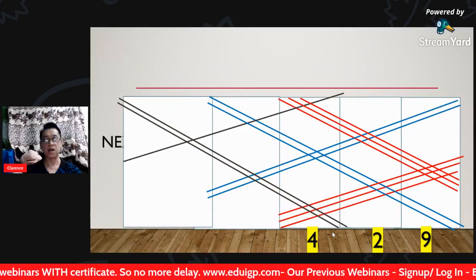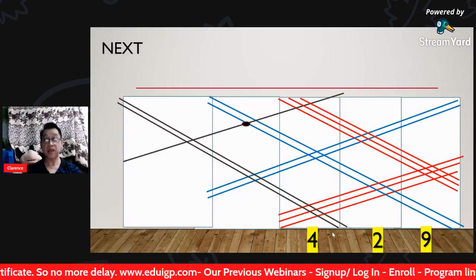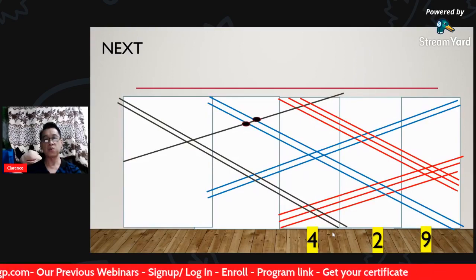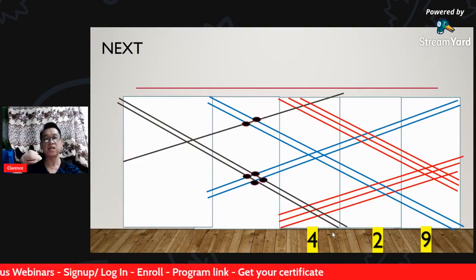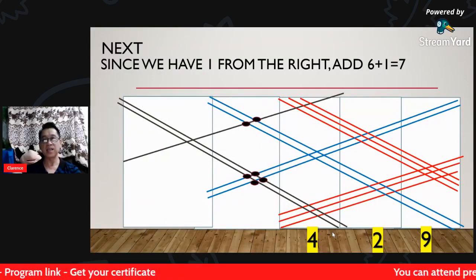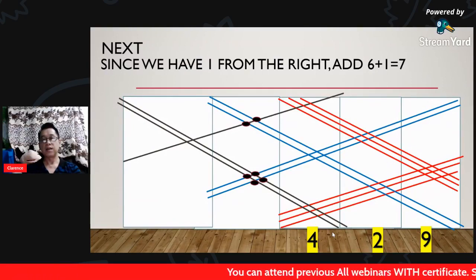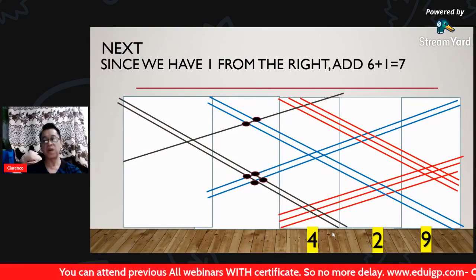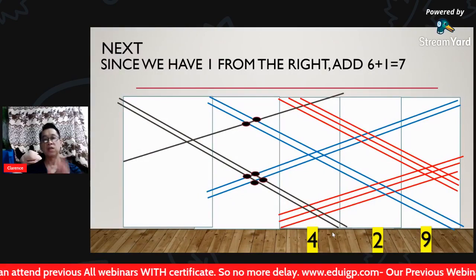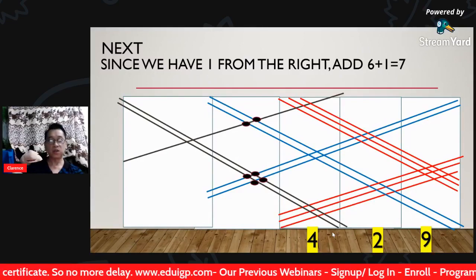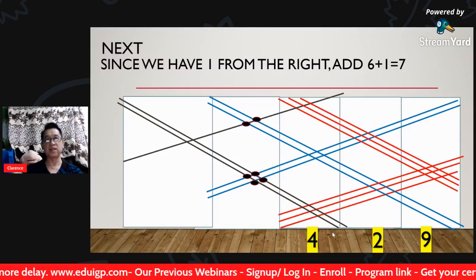So there you are. Next, let us count the intersections on the next column. We have 1, 2, 3, 4, 5, 6. So we have 6, and again, since we have 1 coming from the third column, we have to add it to the fourth column. We have 6 plus 1, so the total is 7.